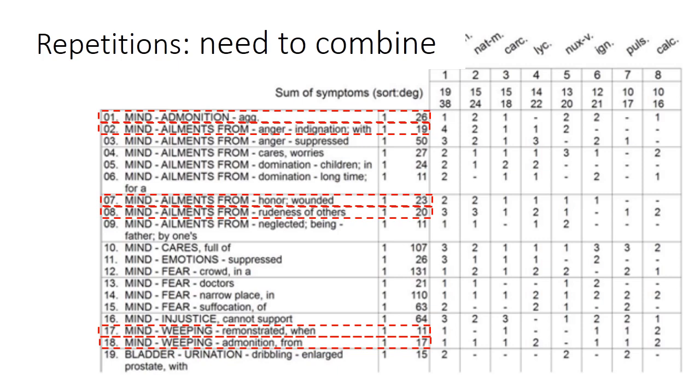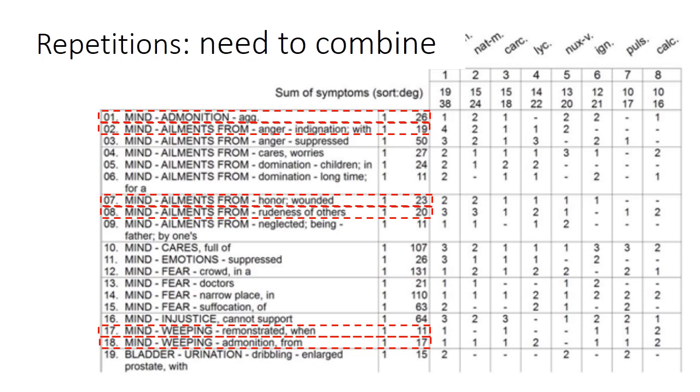Mind admonition aggravates. Ailments from anger, indignation with. Ailments from honor, wounded. Ailments from rudeness of others. Mind weeping when remonstrated. Mind weeping from admonition. And mind you, all these rubrics contain very few remedies. Some of them are having only 26 remedies. One of them is having 19.